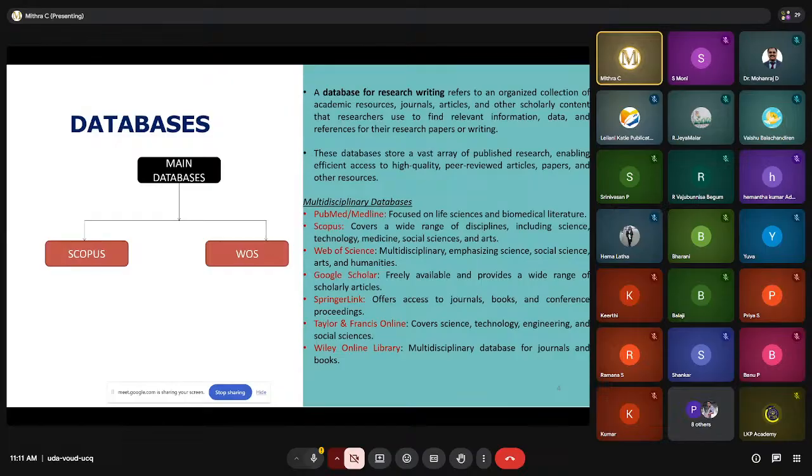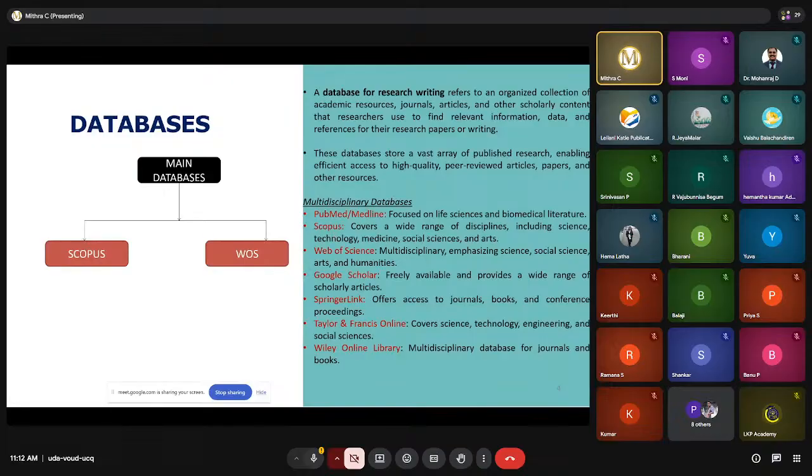PubMed and Medline is also a database which is mainly focused on biomedical literature, for example, gene interaction. So when a researcher wants to find papers or do research in that area, they have to go for the PubMed or Medline database. And next comes Scopus.